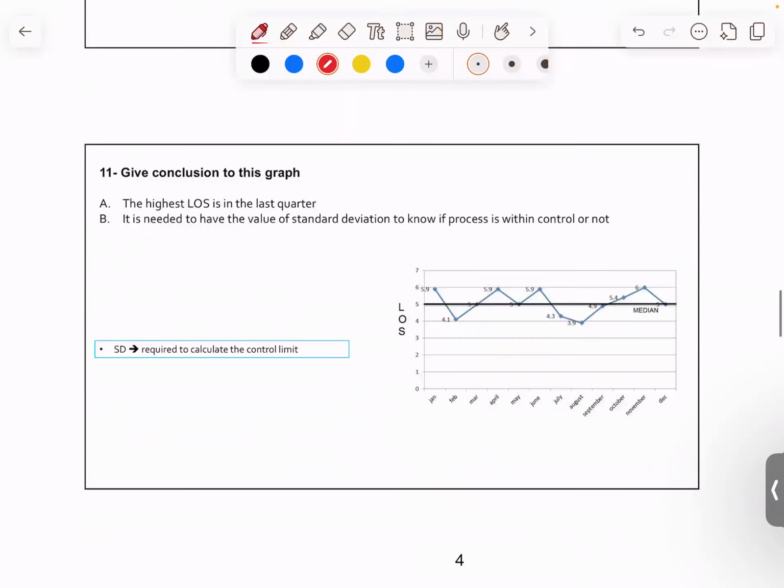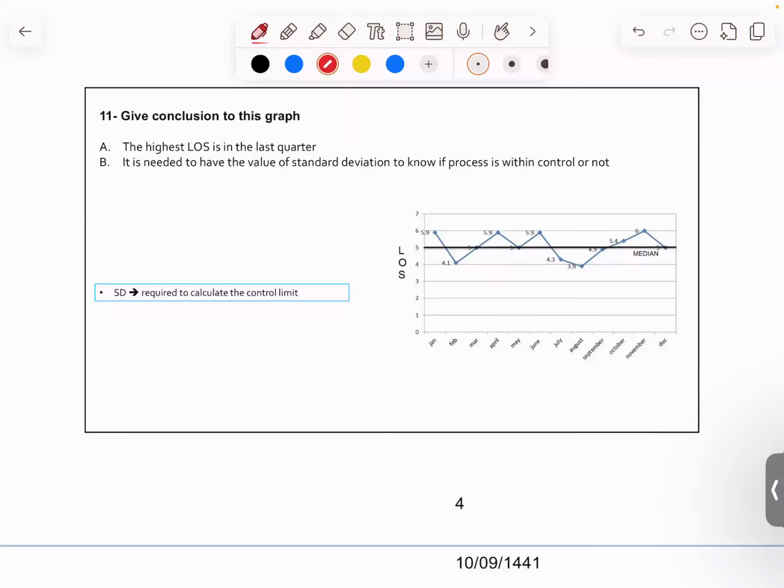Number 11. Give conclusions to this graph. A, the highest length of stay is in the last quarter. Or B, it is needed to have the value of standard deviation to know if the process is within control or not. What's the answer?